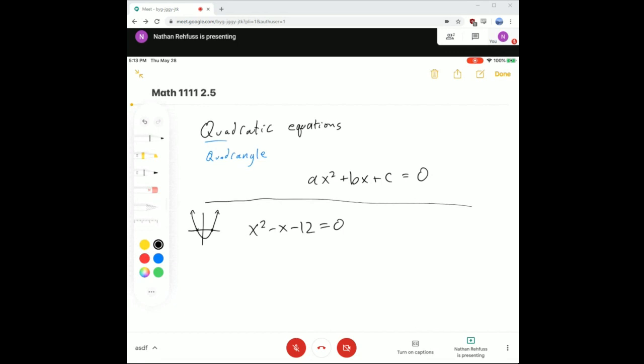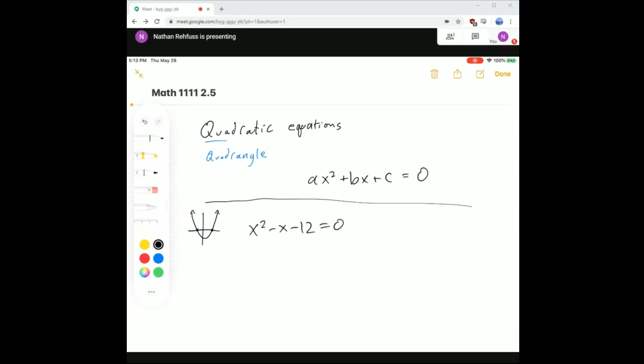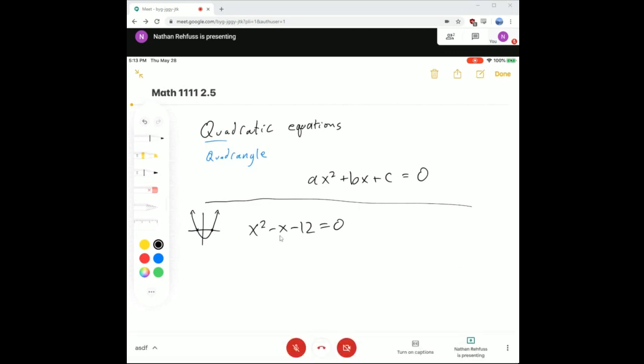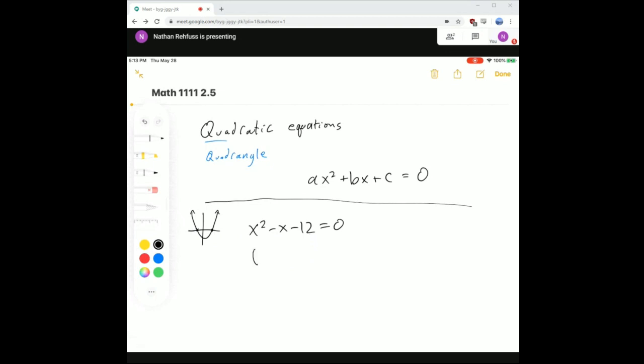We're looking for two different x values here and here where this whole thing would be equal to 0. How we're going to find those in this case is with factoring. Check this out. We know how to factor this. We need two numbers that add up to -1 and multiply to -12. So -4 and 3 will fit the bill.